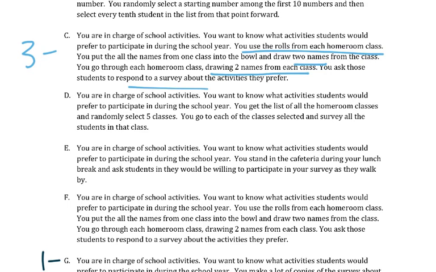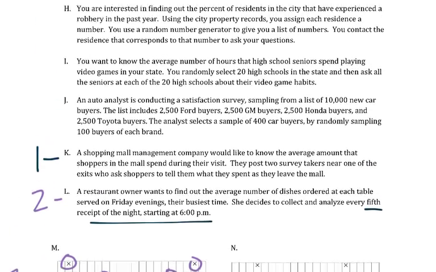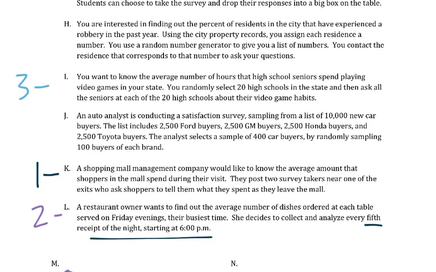Now I, let's take a look at I. So I would be number 3. So average number of hours that they spend playing video games. You select 20 high schools in the state, and then ask all the seniors at those 20 high schools. Okay, so once again you're picking a certain group, and then from that group picking some in there. Okay, and the last one, O.